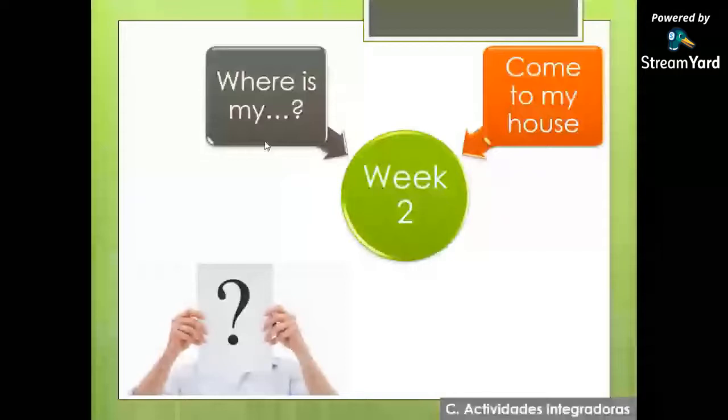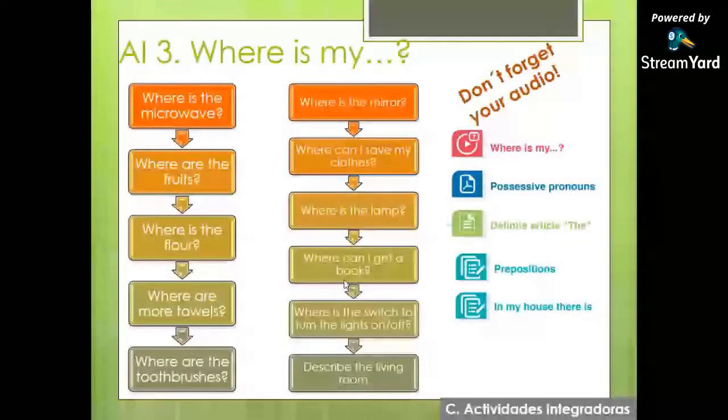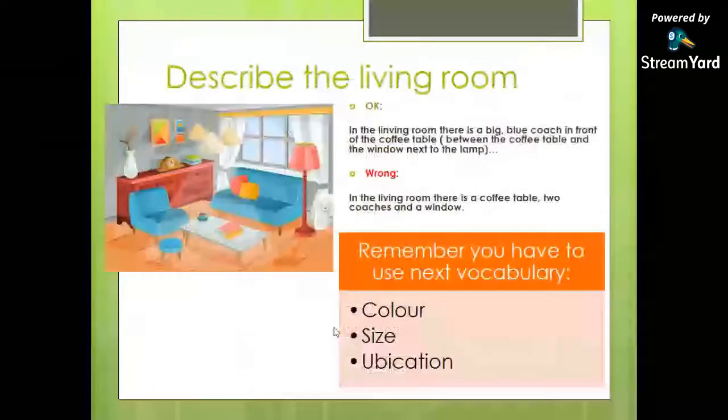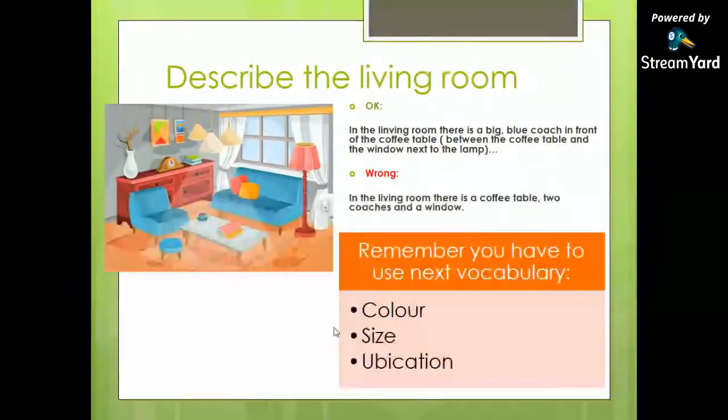There are a lot of questions about this where you need to say where is the microwave, the fruits, the flour, towels, toothbrushes, where is the mirror, the clothes, the lamp, the book, also the switch to turn the lights on or off, and finally, there is a final part of this activity where you have to describe the living room. You need to use the next vocabulary to describe the living room: the color, the size, and the ubication of the objects.